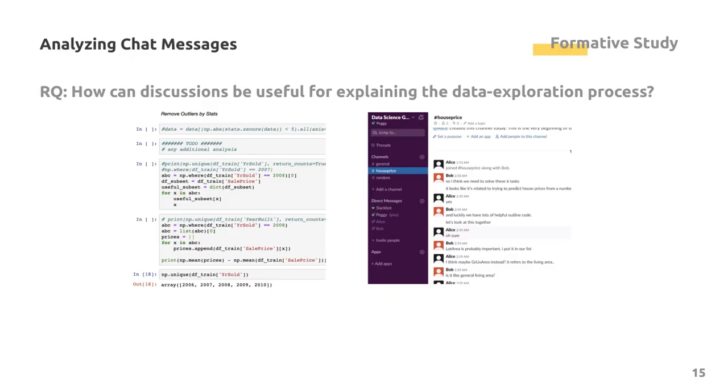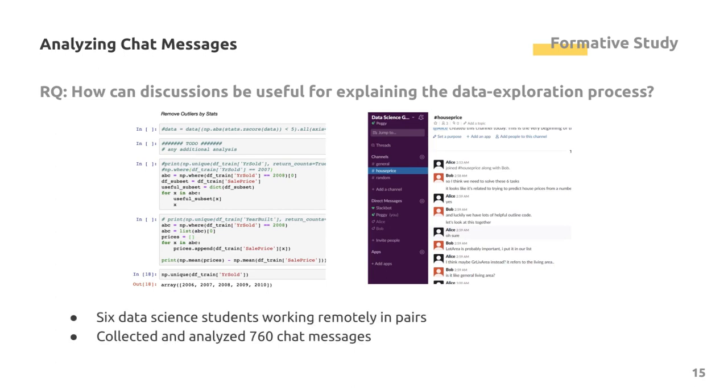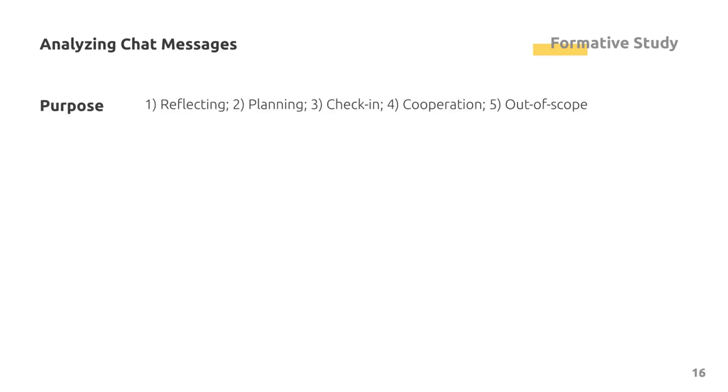To better understand how discussions can be useful for explaining the data exploration process, we analyzed the chat messages collected from 3 data science group projects. In total, we collected 760 chat messages to better understand their purpose, their relationship to the evolving notebook, and specific aspects of the notebook they mention. We summarized 5 purpose categories. These categories show that chat messages can help explain the data exploration process, describe the purpose of the code, and provide a high-level interpretation of the results.